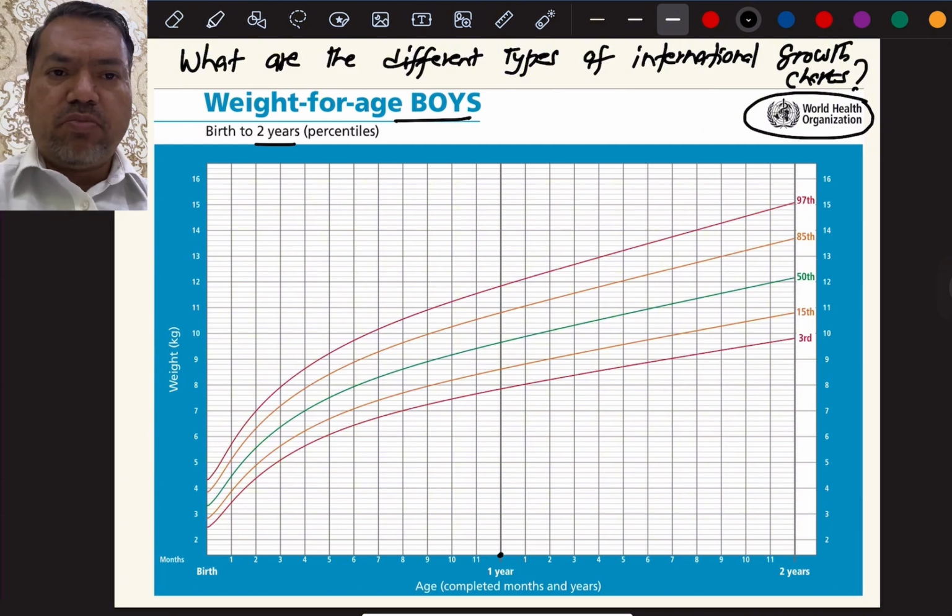So but remember, one reading may not give you a lot of idea. You need to follow up the child, take multiple weight, and then plot and look at the direction or the velocity of the growth curve. This is an important point here, okay.